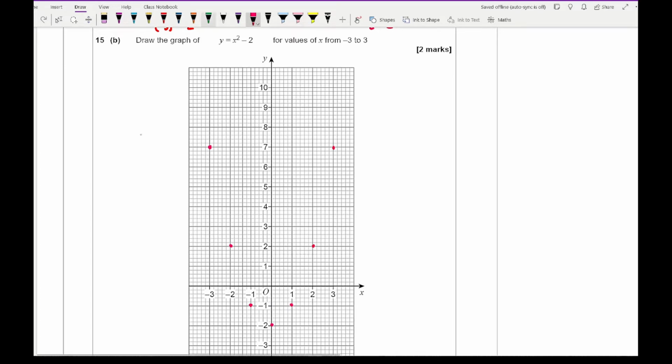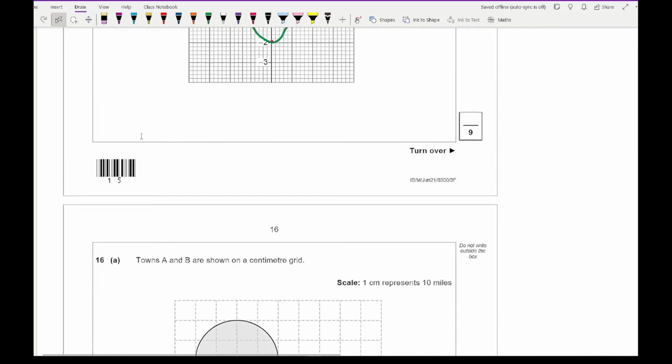Now the next thing you then need to do, as accurate as you can, is to join those points up to try and make a nice smooth curve, which I'll be honest, that is better than I would have expected. And as long as you're going from those values of minus 3 to 3, that should be good enough for you to get the 2 marks for the sketching.